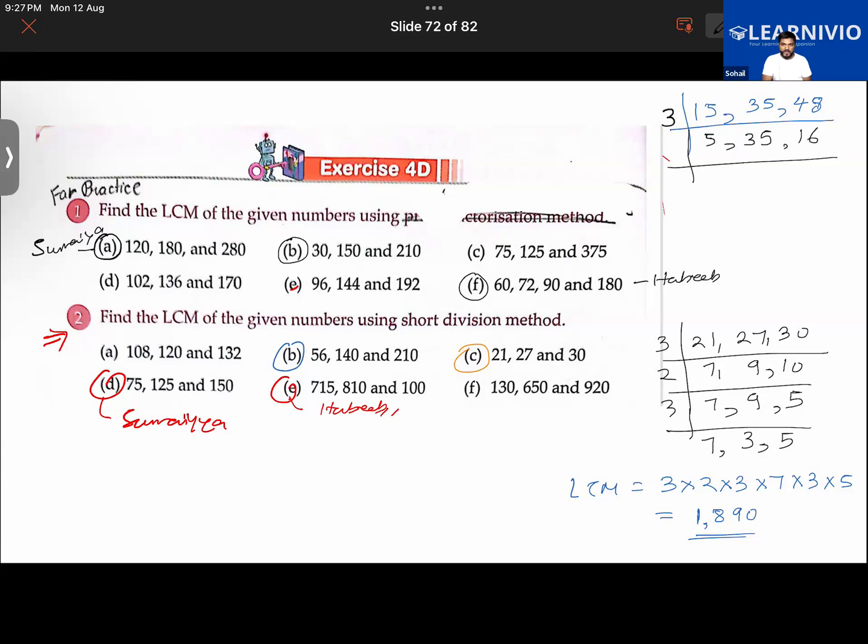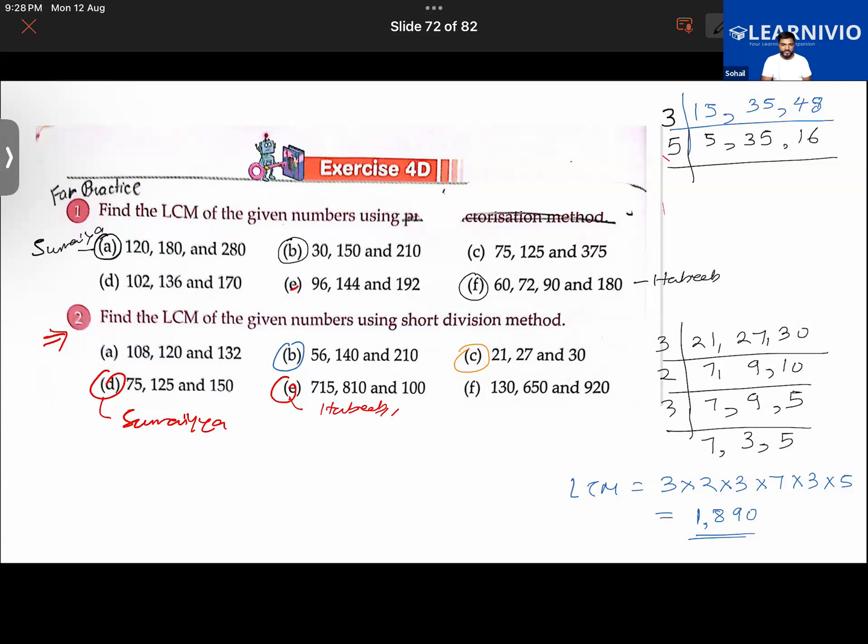Now we have the numbers 5, 35 and 16. What about that 5 and 35? Yeah, that's what we are going to do next. Now talking about 5, 35 and 16. See, out of these three numbers, 5 and 35 are divisible by 5. If these numbers are divisible by 5, how would we write that?